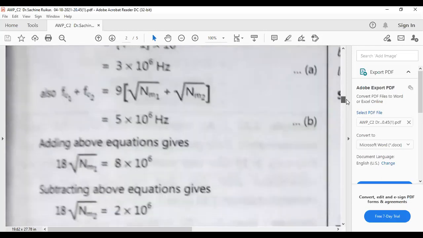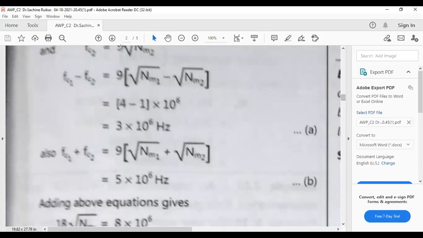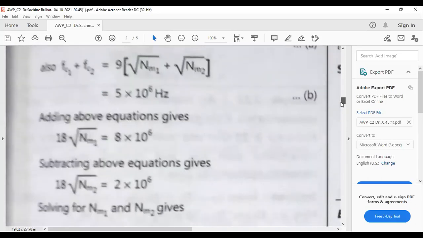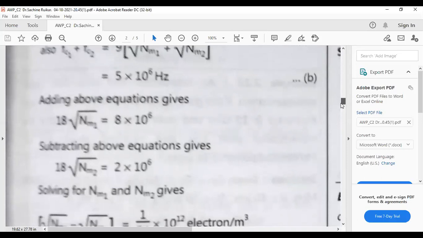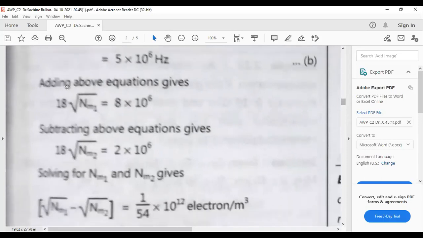Okay, so 9 will be 18 in both the cases. This 9 and this 9 is becoming 18 root of N max. Okay, so in this way you can get this one also. By adding and by subtracting you can get the other value. So see here, by adding, the frequency value will be 8 into 10 to the power 6, whereas by subtracting you get the other value. So by adding you are getting 8 into 10 to the power 6, that is the critical frequency.